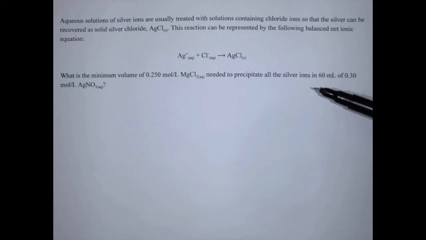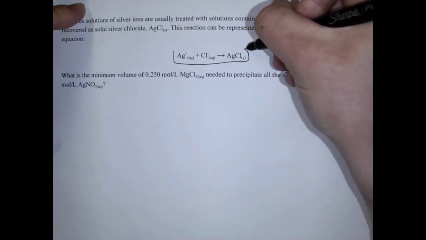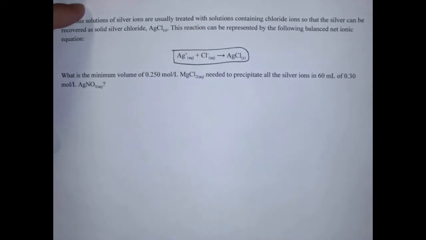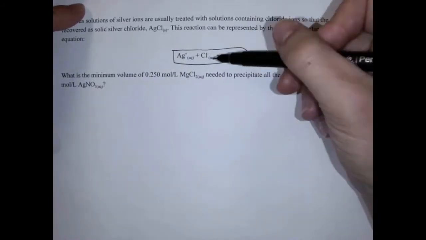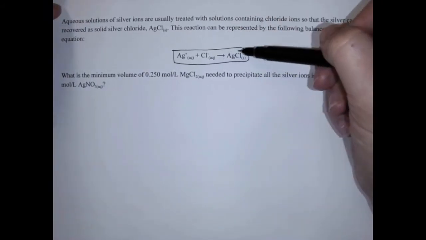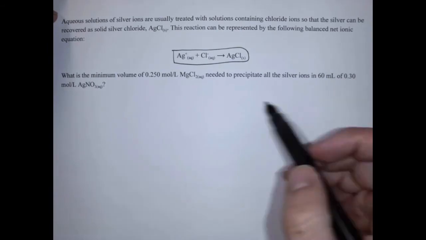Like every stoichiometry problem, the first thing I'm going to do is write a balanced chemical equation. And this equation right up here at the top is just telling us some information. It's just telling us that chloride ions and silver ions form a precipitate. We're not building our equation off of this, though it will be included in it. This is a separate equation. Okay, so let's start out.